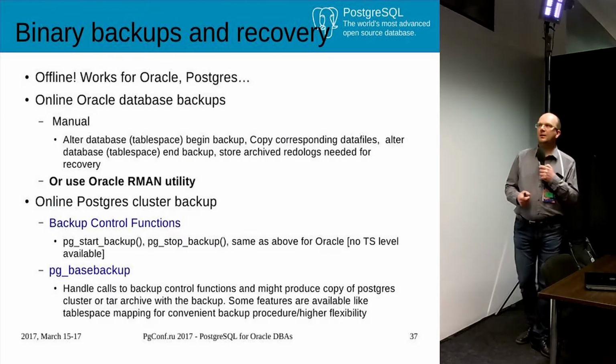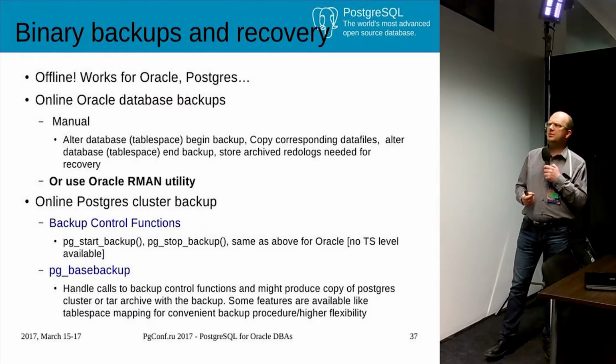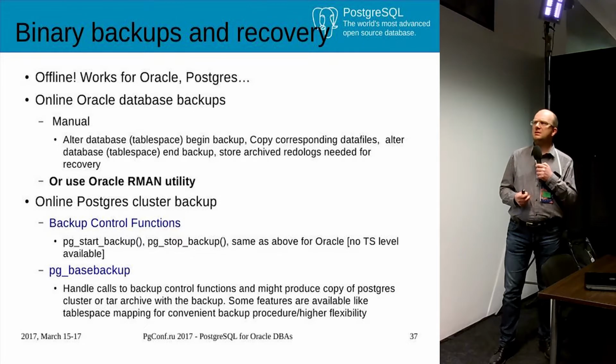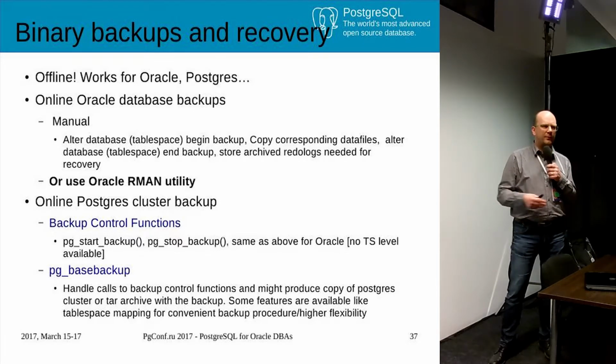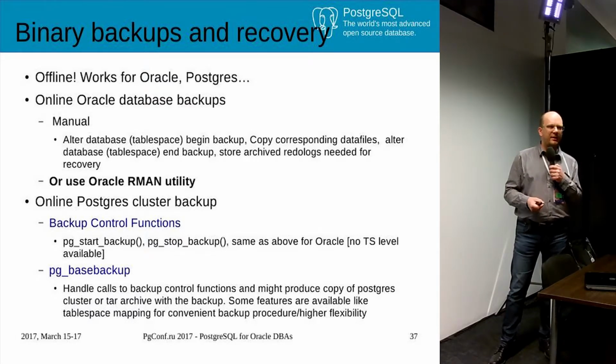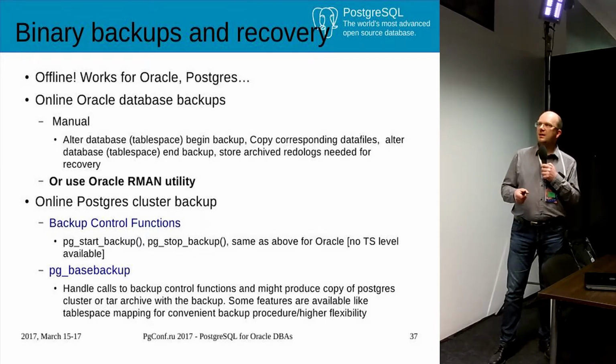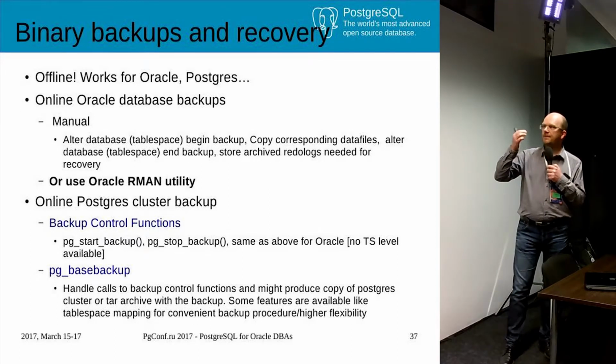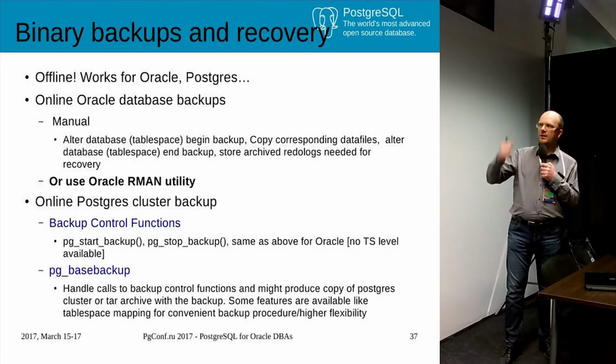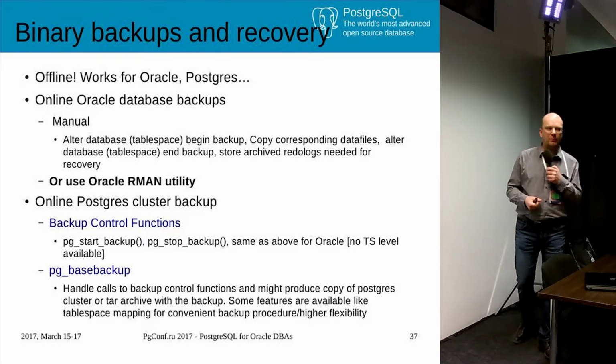Binary backups. I don't know the version of Postgres when it was included, but offline backup works for any kind of engine, almost any kind of application, so it's no longer that important. Online database backups: you can create them manually in Oracle with begin backup, copy the files, and end backup, or you will use the RMAN utility. Most probably this is the choice.